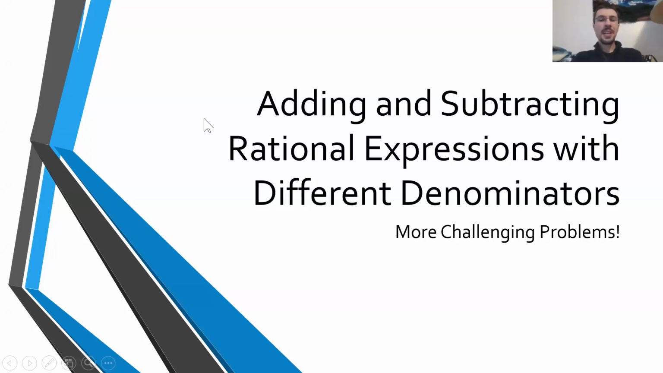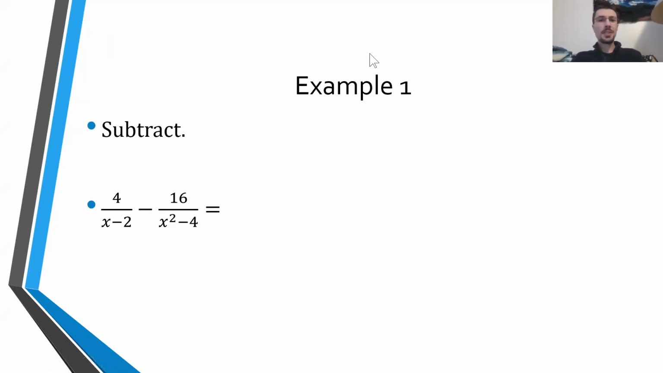Hi everyone. In this video, we're going to do 4 more examples of adding and subtracting rational expressions with different denominators. And these new examples in this video are going to be slightly more challenging. Our first example is to subtract these two fractions. Remember that you have to have common denominators before you subtract fractions.